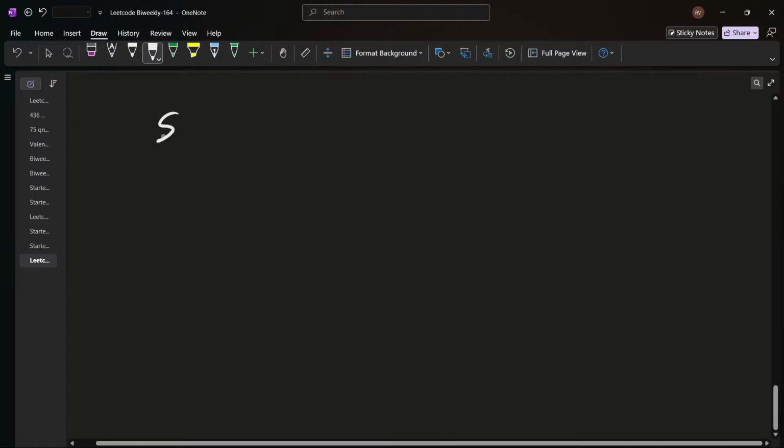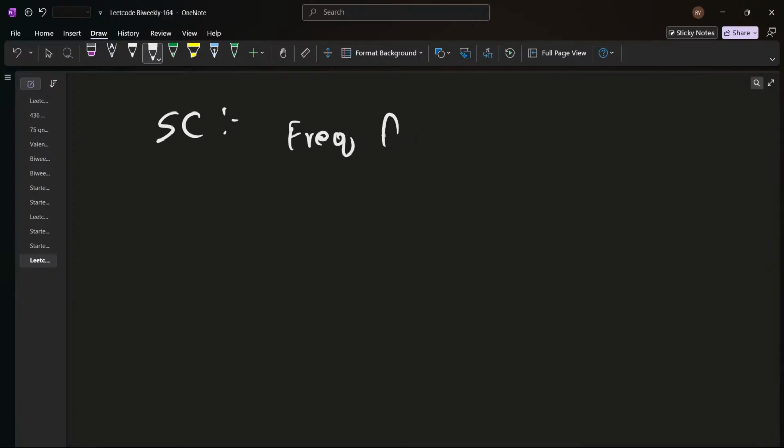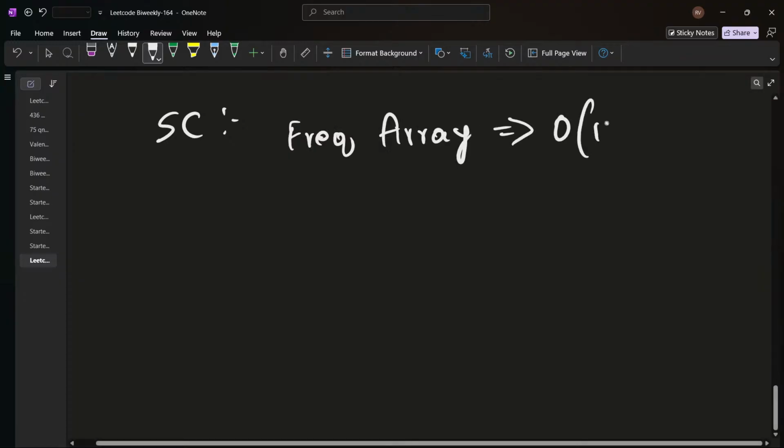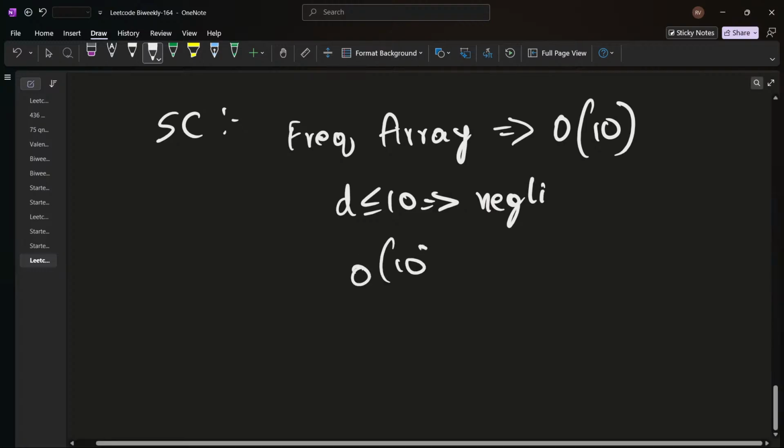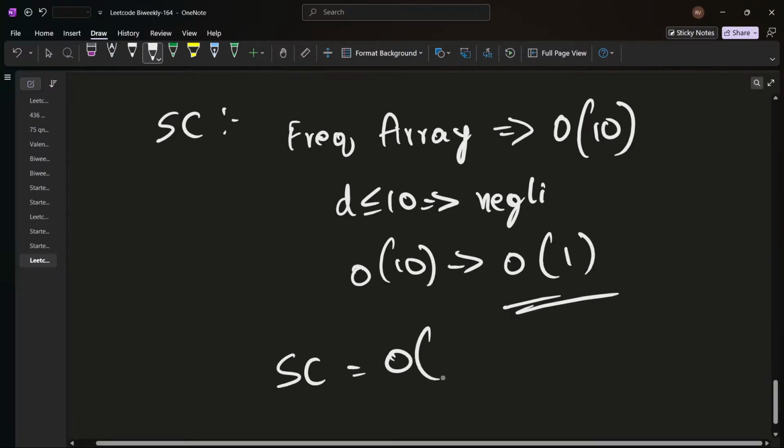Now space complexity. We have not used anything except the frequency array and a few variables. Array size is 10, so it will be O of 10, and then a few extra variables, but here D is lesser than or equal to 10, therefore negligible. And O of 10 means we can reduce it, it is nothing but O of 1, so the space complexity is equal to O of 1.